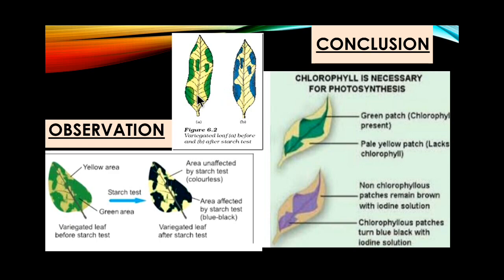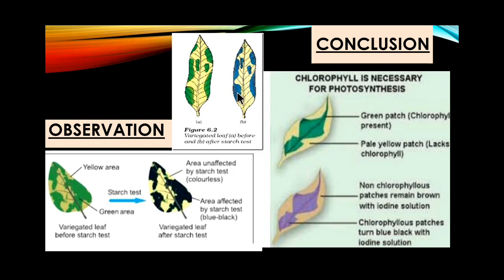Now next question, what did you conclude from it about the presence of starch? The conclusion is that only chlorophyll-containing areas produce starch, which is a product of photosynthesis. And this starch gives the iodine test, and thus these are the areas affected by the starch test, which turn blue black.